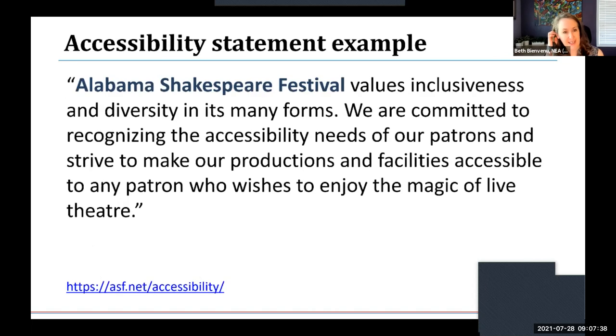And just an example of an accessibility statement, the Alabama Shakespeare Festival, this is a quote from their website. The Alabama Shakespeare Festival values inclusiveness and diversity in its many forms. We are committed to recognizing the accessibility needs of our patrons and strive to make our productions and facilities accessible to any patron who wishes to enjoy the magic of live theater. So, that's the type of thing you can think about when you are including an accessibility statement on your website.